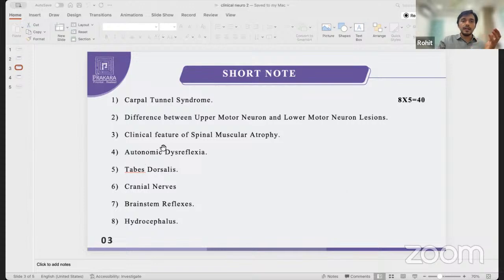And the next thing is atrophy. Atrophy is more common in LMN lesions. Atrophy or thinning of muscles is common in LMN lesions, whereas it is not so common in UMN lesions. So I think that's how we need to describe upper motor neuron versus lower motor neuron lesions. Let's move to the next question.